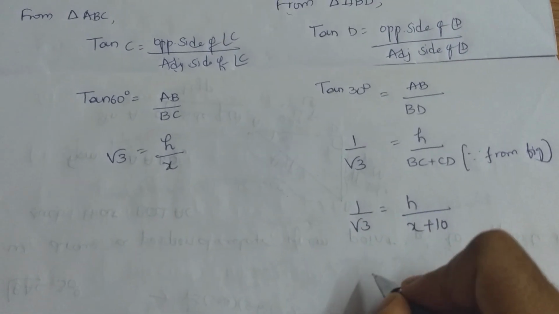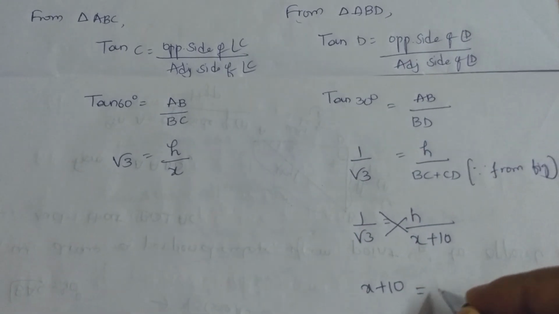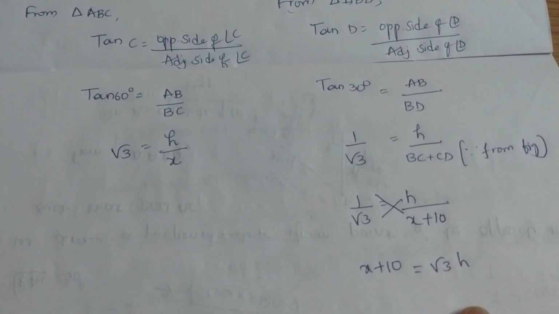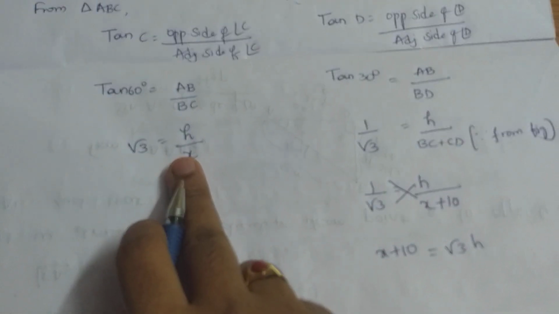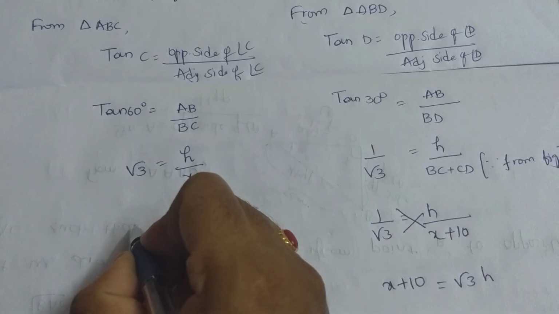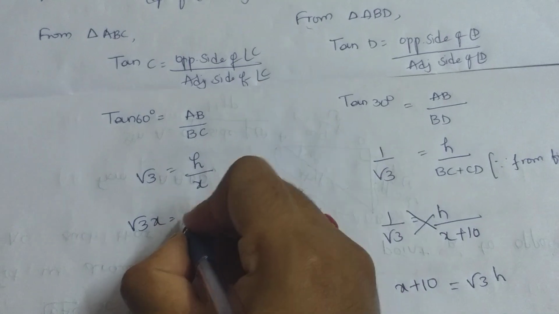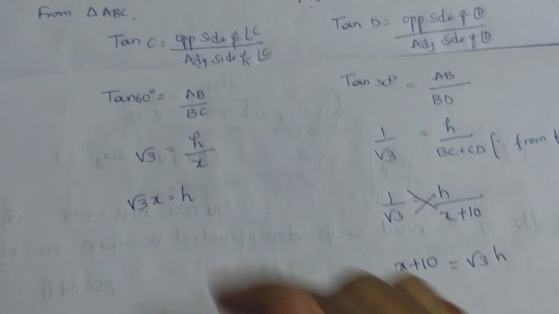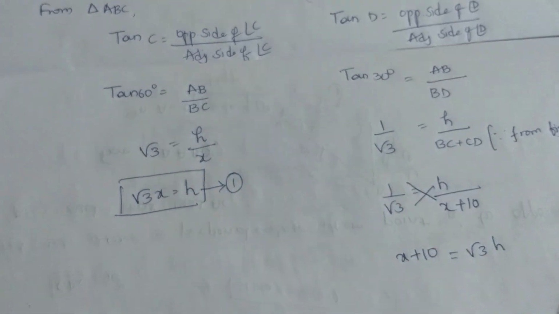How to do that? X plus 10, I am doing cross multiplication here. X plus 10 equals root 3H. Okay. So here I am sending X to the left hand side. What does it become? Root 3 into X, it becomes root 3X equals H. So put this as equation 1.